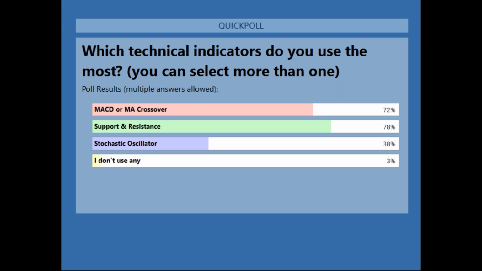72% use MACD or moving average crossovers. 78% use support and resistance. 38% use stochastics, and only 3% of you don't use any technical indicators. Well, the good news is I will be covering each one of these today.